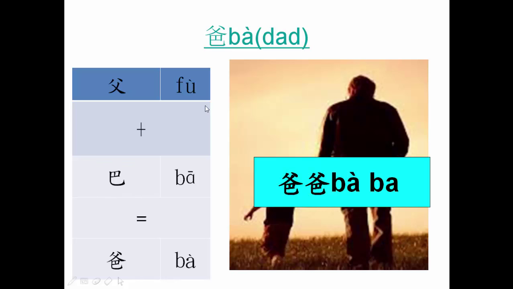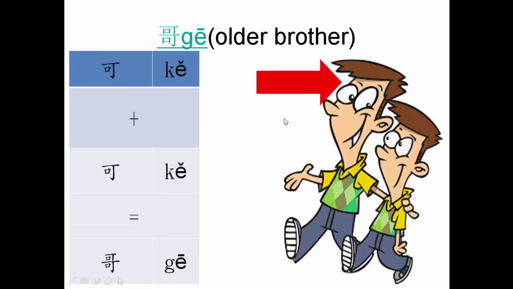Okay, if you want to learn how to write this one, you can click. There's a link to show you how to write 爸 in the right stroke order. Okay, let's say it together. 爸, 爸, 爸, 爸.